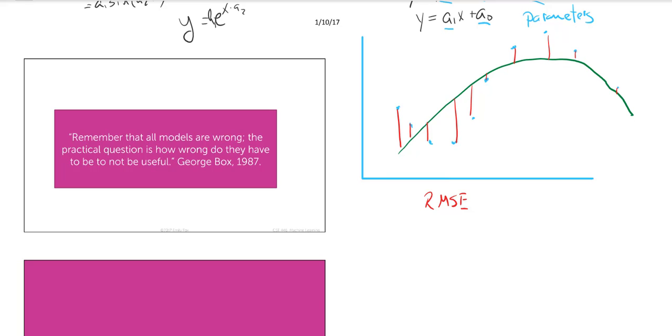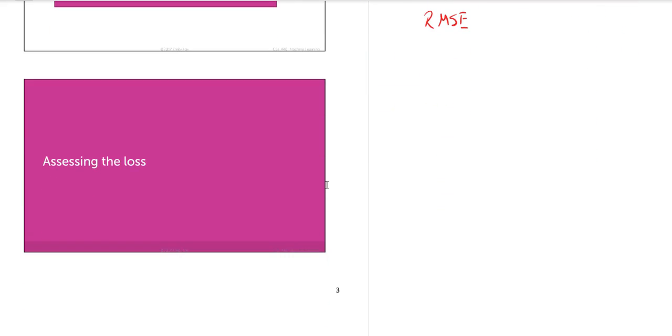Okay, let's take a look at this quote here. So remember that all models are wrong. So we have a model here. We don't really expect it to be perfect, right? The practical question is, how wrong do they have to be in order to be not useful? So this is by the famous statistician George Box.